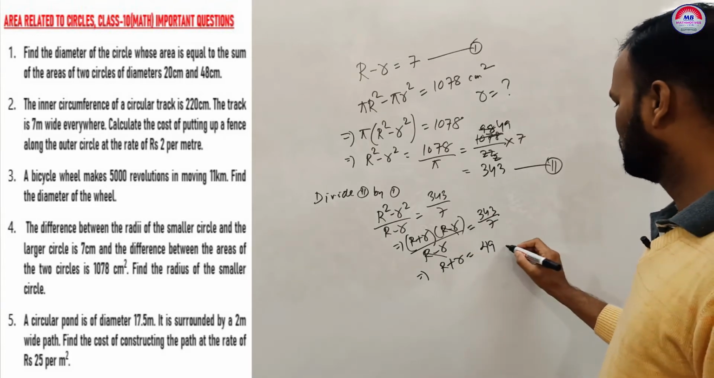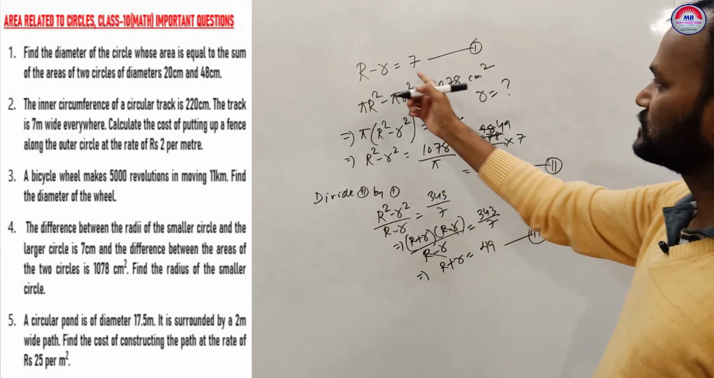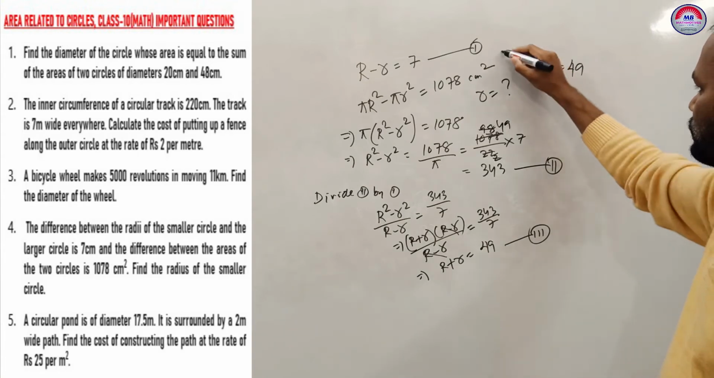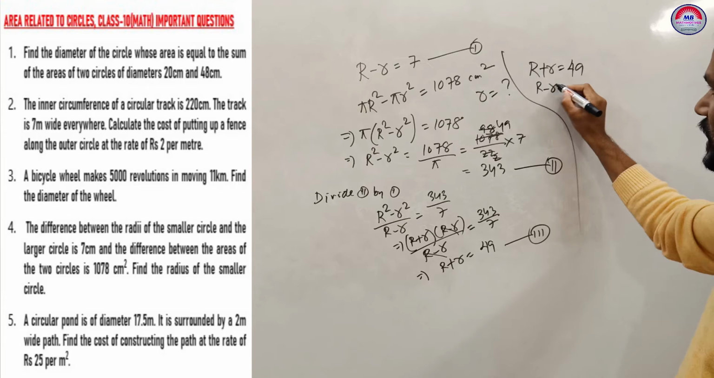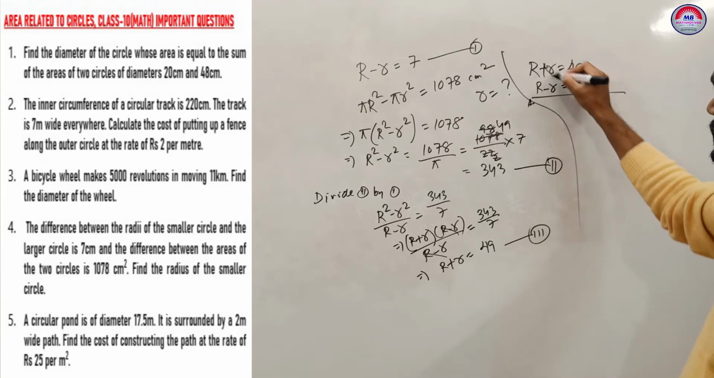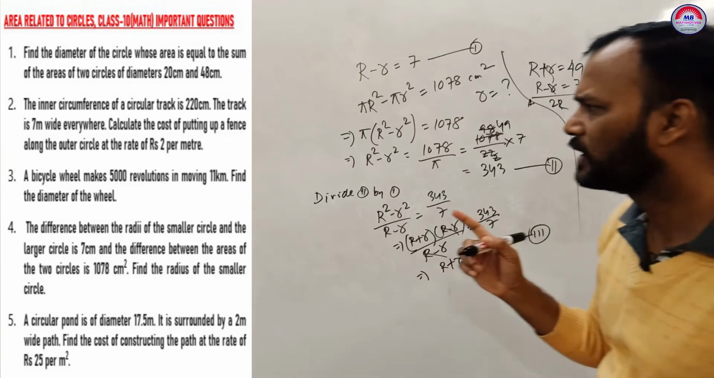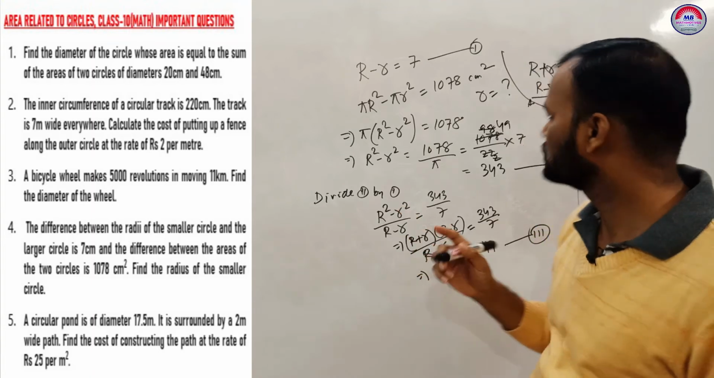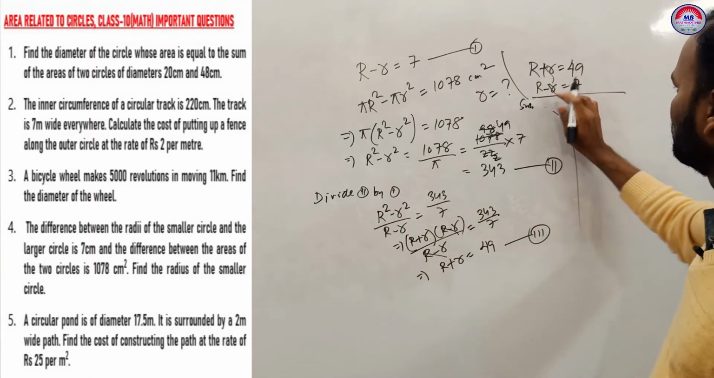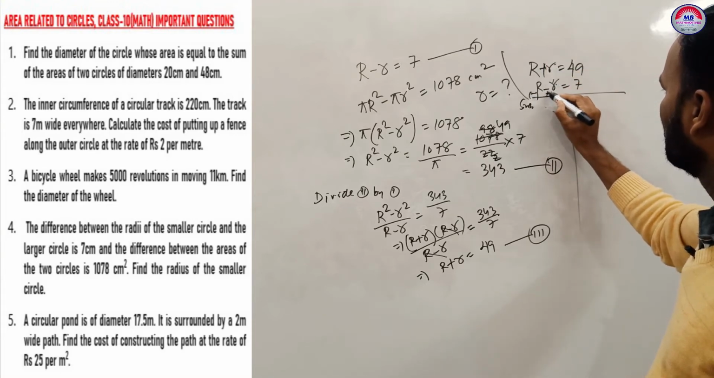So R plus r is 49, R minus r is 7. You see, R plus r is 49 and R minus r equal to 7. Simplify, adding you get 2 capital R. But what is to be found? You have to find the smaller circle, so you can subtract here. If you subtract, change the sign.